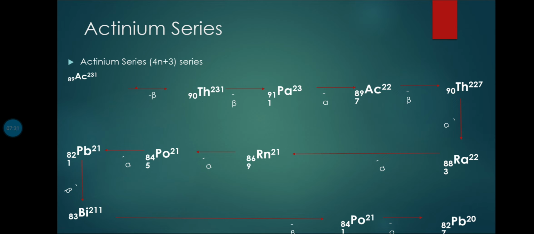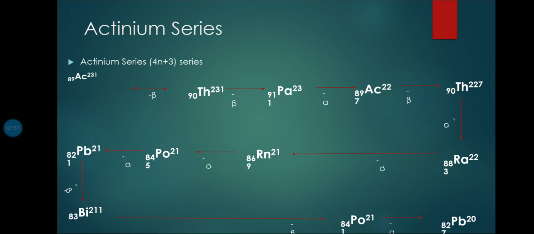And protactinium, it emits an alpha particle. So the atomic number decreases by 2. 91 minus 2 is 89. Since an alpha particle is emitted, the mass number decreases by 4. 231 minus 4 is 227.